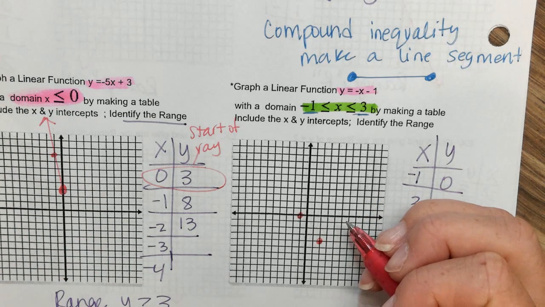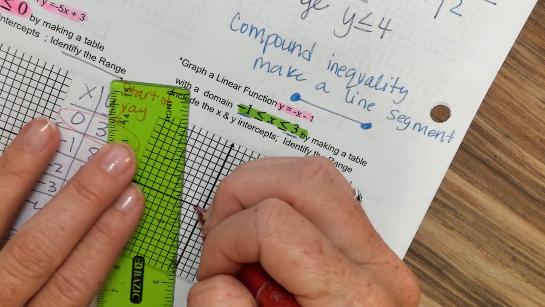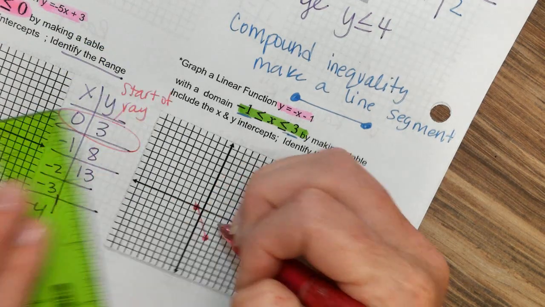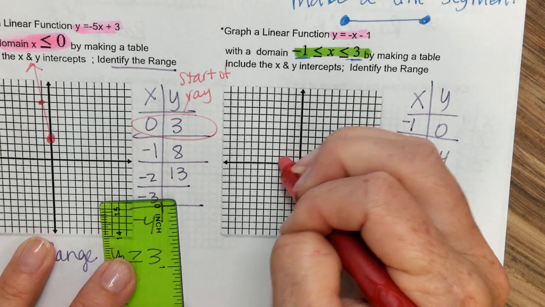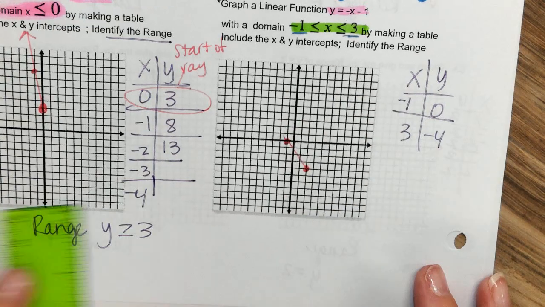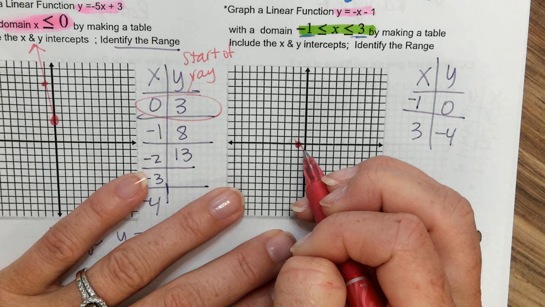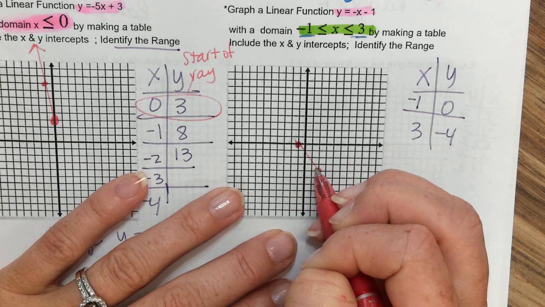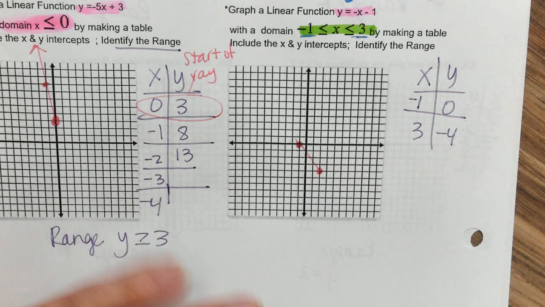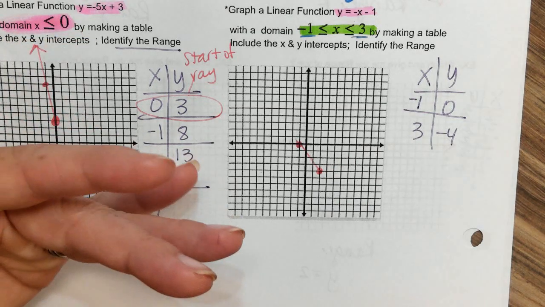And simply connect them. Do not go past them. Are all of these dots on this thing? All of these in here? Yeah, I just don't have to put them because the line is saying they're there.